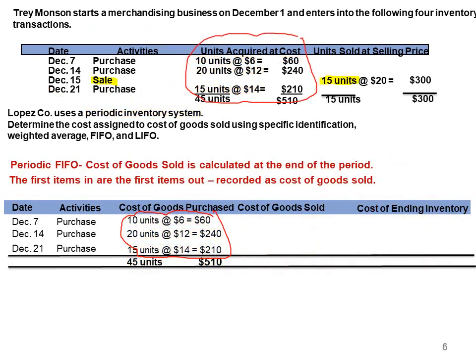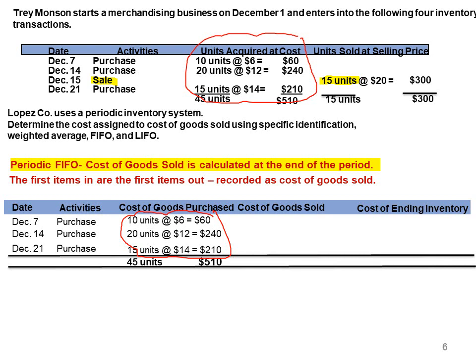Now, let us discuss the same exercise, but this time under periodic system. So what is the difference between the FIFO under periodic system and FIFO under perpetual? FIFO under periodic will calculate the cost of goods sold only once at the end of the month, while FIFO under perpetual will calculate the cost of goods sold each time a sale transaction takes place.